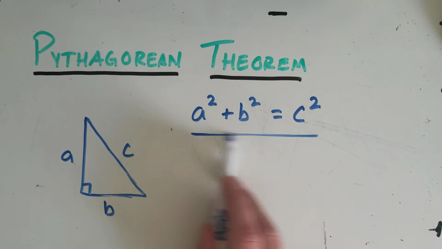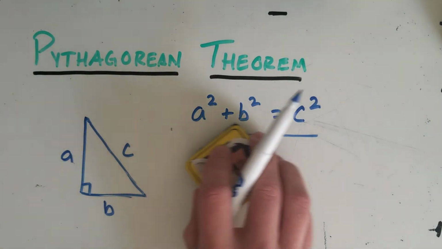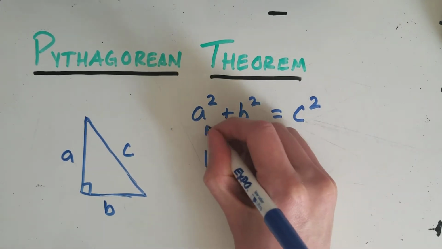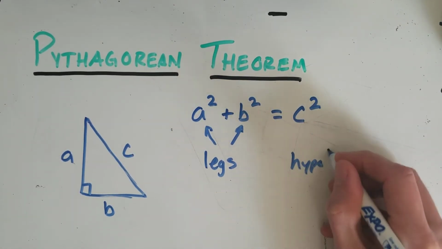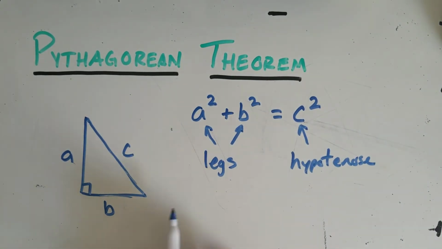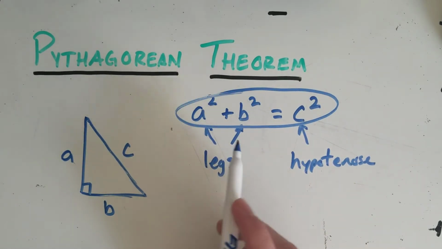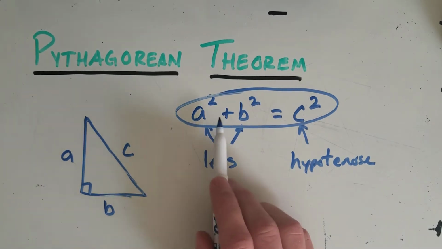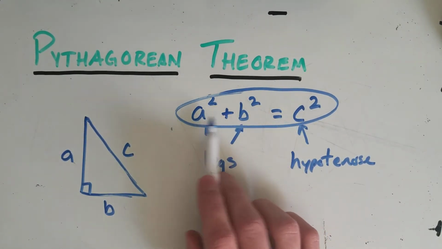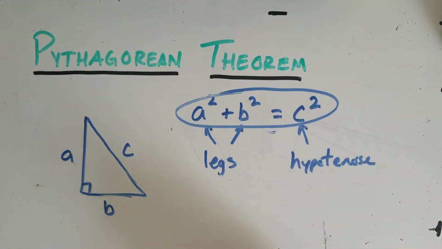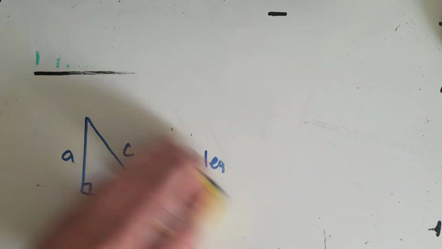And this is what the Pythagorean theorem is. You add the lengths of the legs squared, so these are the legs, and you have to square them. That equals the length of the hypotenuse squared. We'll see some examples, but this is the big equation to know for the Pythagorean theorem. How we can use this is if we know two of these three, if we know A and B, or A and C, or B and C, then we can find the missing one. So all we need is two lengths and we can find the missing length in a right triangle.